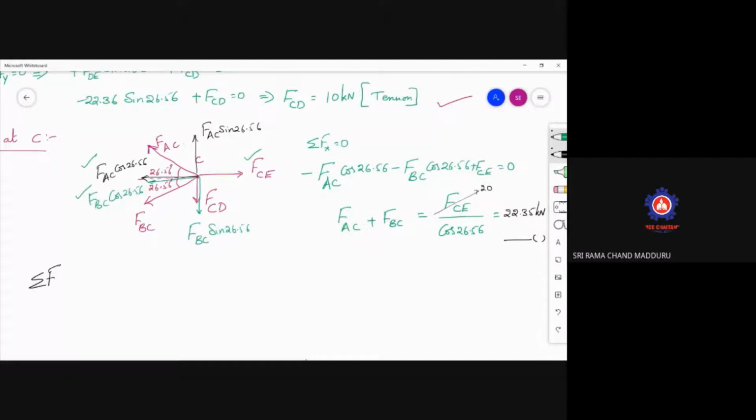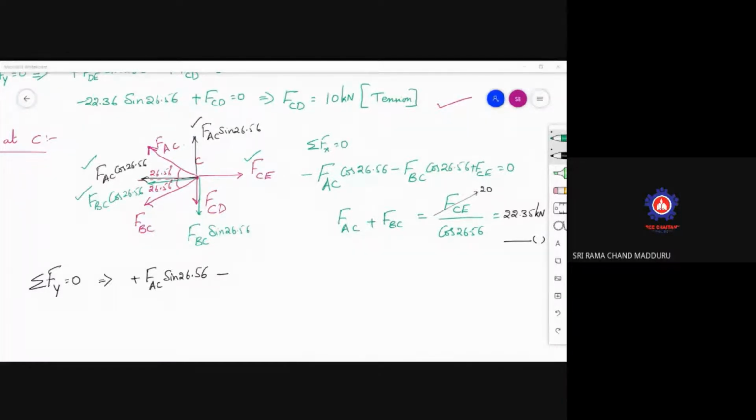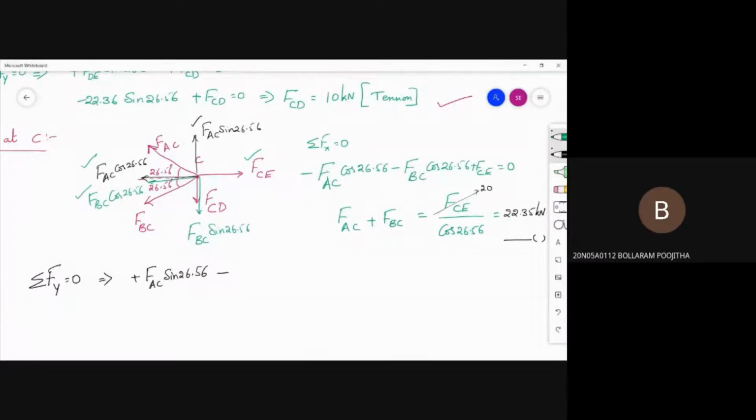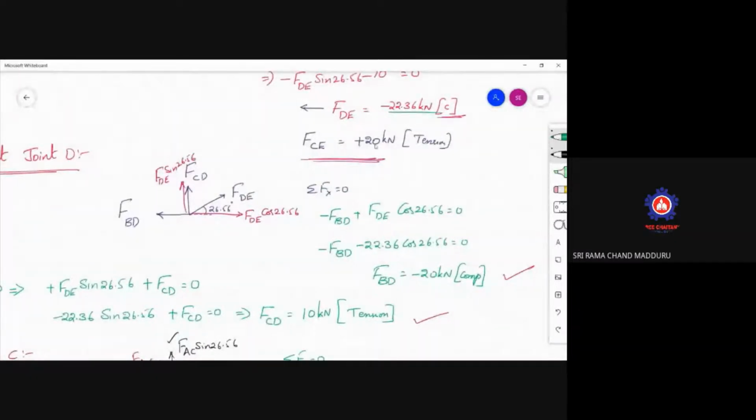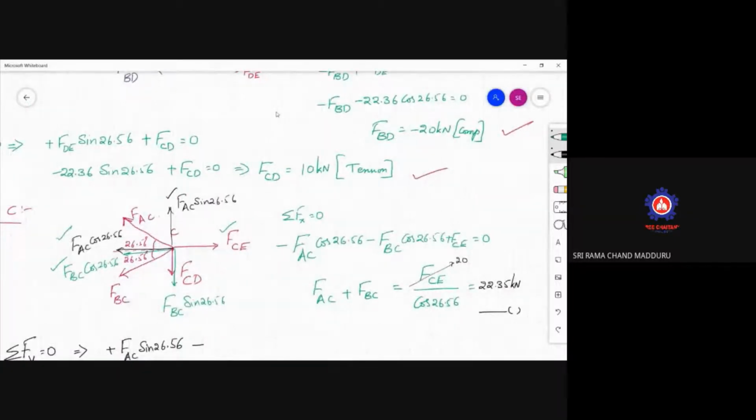Now write down sigma Fy is equal to 0. Plus FAC sine 26.56 minus, why? Because this is positive. Sir, FCE value minus 20, sir. FCE minus 20 or plus 20, ma'am? It is showing FCE as plus 20 tension. So this will be plus 20.